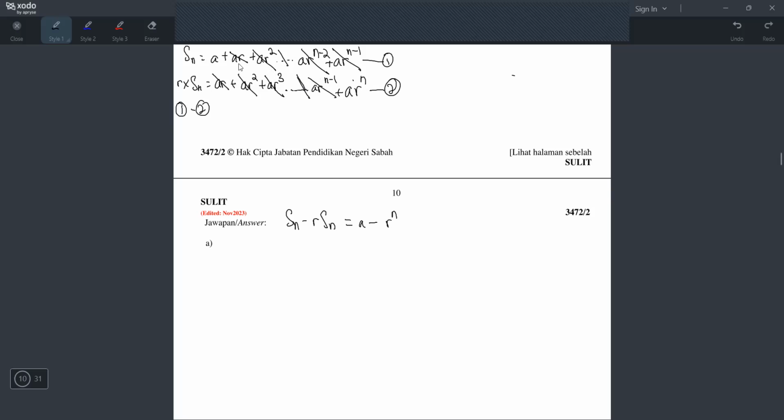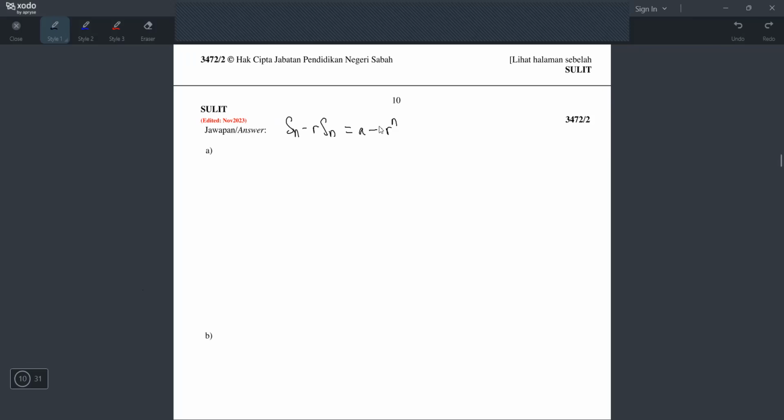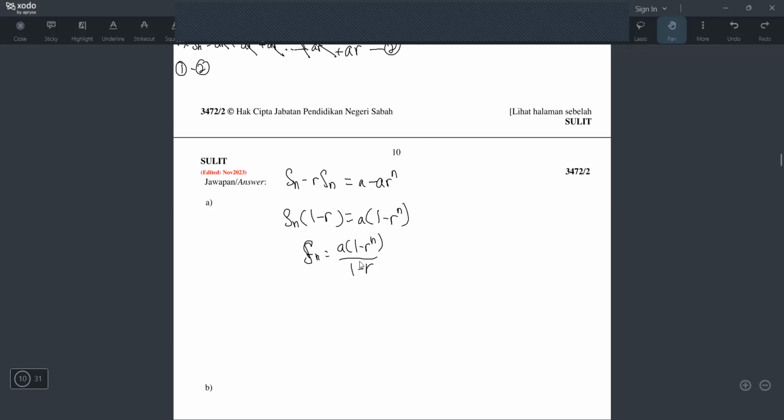Why minus? Because I'm taking 1 minus 2, right? So of course it will be A minus AR power n. So let me continue here, A minus AR power n. And now what you do is you can factorize both sides. This side you take out Sn, you will end up with 1 minus R. This one you factorize A, and then you will be left with 1 minus R power n. And now you can prove your Sn formula. Just move this over, it becomes A 1 minus R power n over 1 minus R. And you can see I already successfully proved this formula.